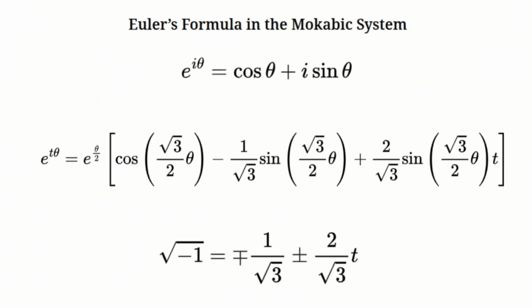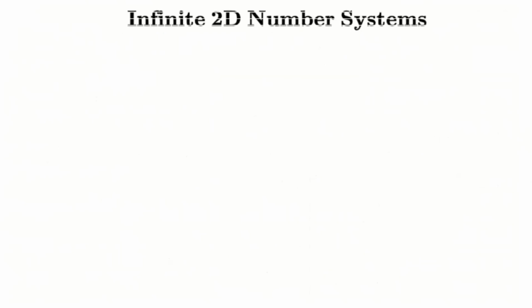Now that we've built two such systems, complex and Mokabic, let's take the next step. Let's generalize all two-dimensional number systems. Now that we've seen two different two-dimensional number systems, complex numbers with a 90-degree rotation and Mokabic numbers with a 60-degree rotation, it's time to look at the big picture. Can we generalize all two-dimensional number systems?